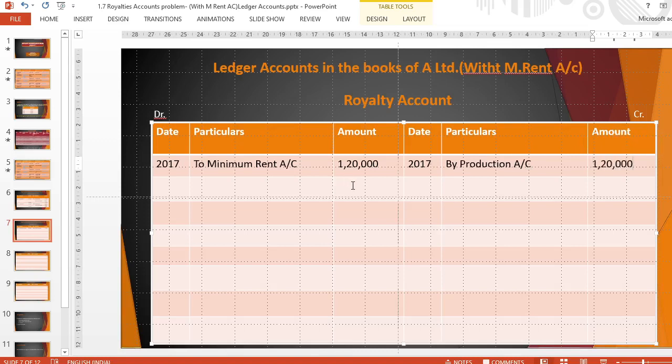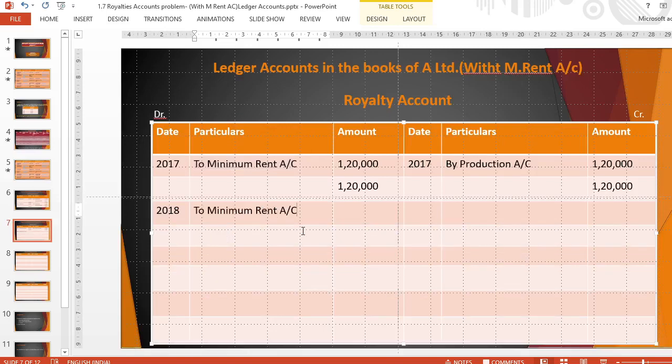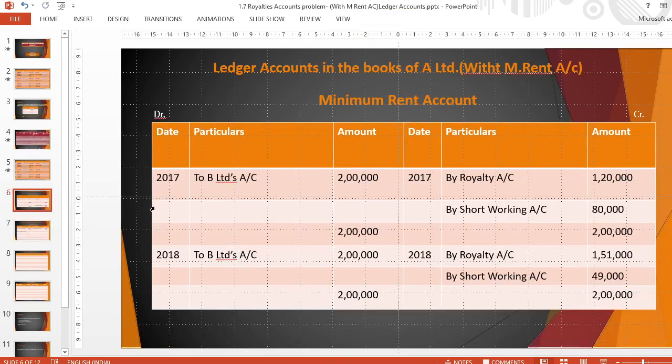So here we have only two entries in royalty account. The first one, transfer of minimum rent to royalty account, and transfer of royalty to production account. So I'll close the books for the year 2017, 1,20,000 debit side and 1,20,000 credit side. Then in the year 2018, the same transaction repeats. The royalty account debits to minimum rent account. So from the minimum rent account, we have transferred the amount. You can check in the minimum rent account also.